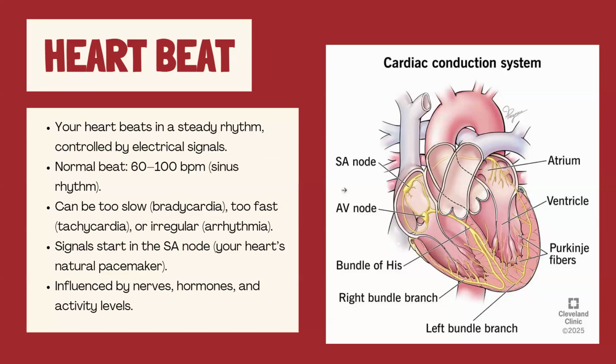The signal essentially starts in your SA node, which is over here, and it's your heart's natural pacemaker. Although the heart often does beat by itself, it is obviously controlled by many other things, such as nerves. For example, like we talked about in our last class for the nervous system, I think we mentioned our sympathetic nervous system, which activates your fight or flight response via hormones like adrenaline or cortisol. Those hormones can bind to these heart cells and make the heart beat faster.